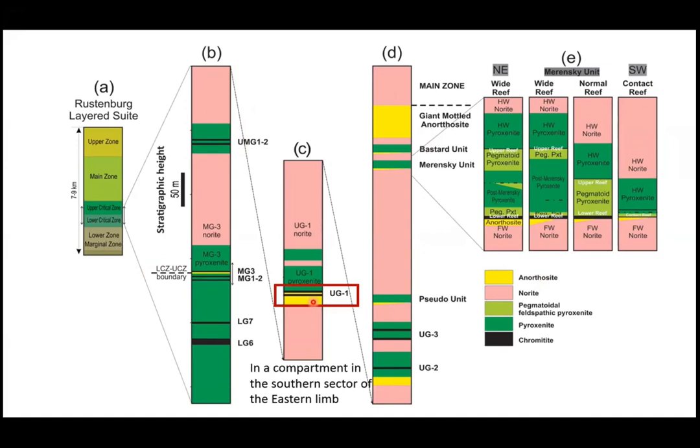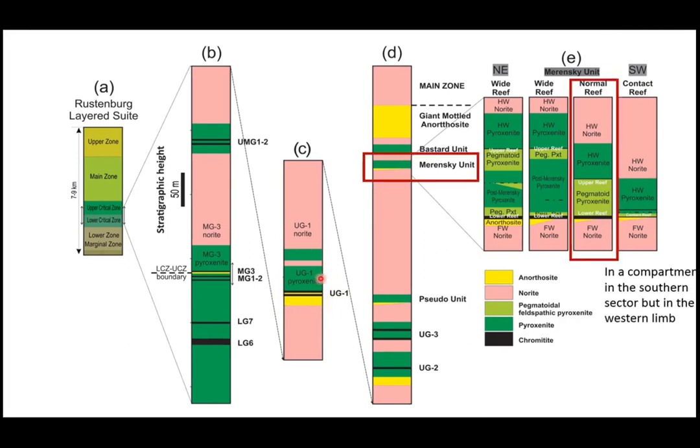This is the UG1 chromitite, another point of interest for our study, in a compartment in the southern sectors of the Eastern Limb. The UG1 chromitite sits above a 15-meter package of anorthosite and is overlain by pyroxenite. And finally, the Merensky unit in a compartment in the southern sector, but in the Western Limb.